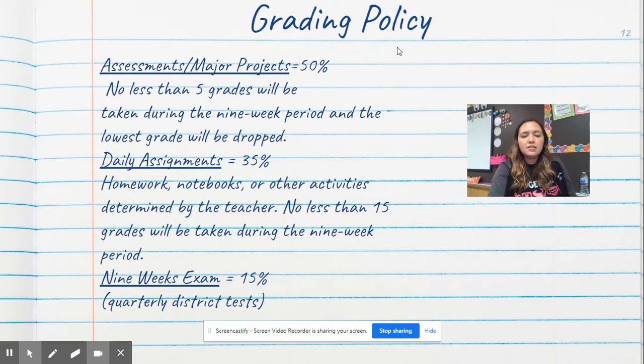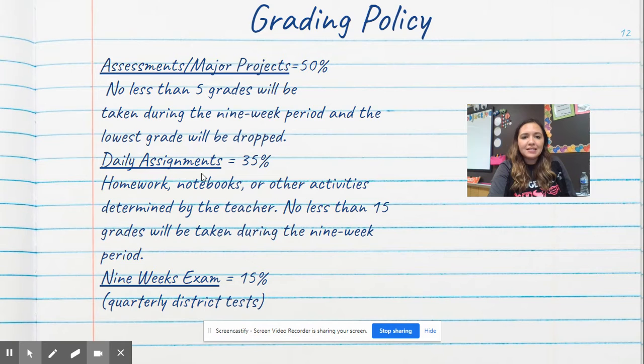Next one is the grading policy. So the grading policy is divided into 3 sections. We have test, assessments, and major projects are worth 50% of your grade. No less than 5 grades will be taken during the 9 weeks period, and the lowest grade will be dropped. So that applies to every 9 weeks. The lowest test grade will be dropped.